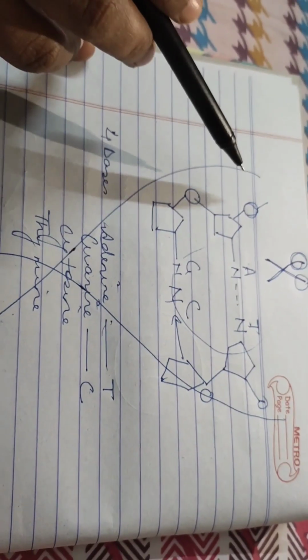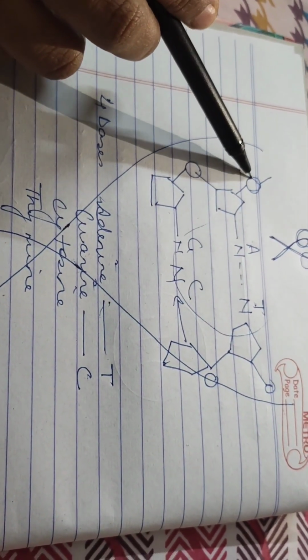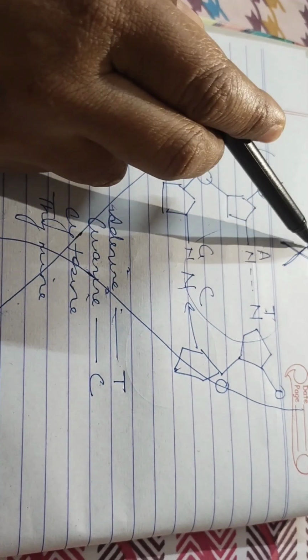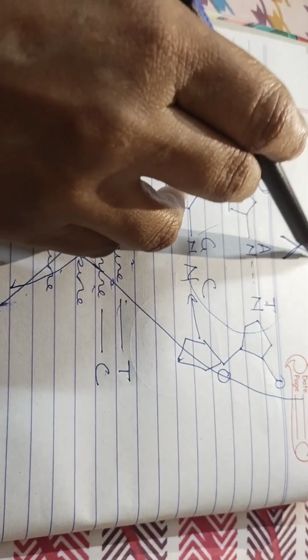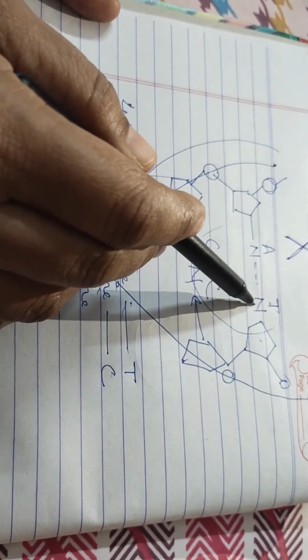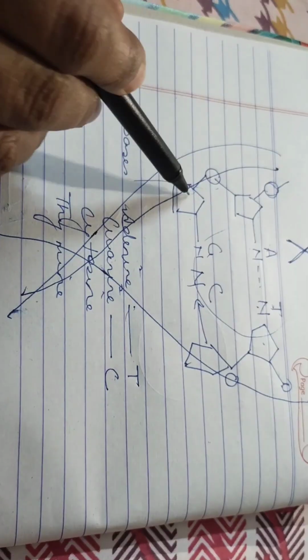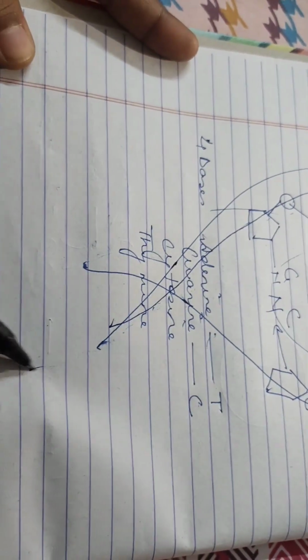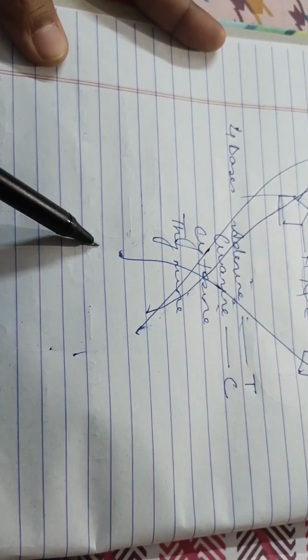If we see the structure of DNA, the DNA consists of phosphate group, a pentose sugar, and a nitrogenous base. This is one side of the strand. The other side of the strand also consists of the phosphate group, the pentose sugar, and a nitrogenous base. Similarly, this is going to make one strand, and this is the other strand.